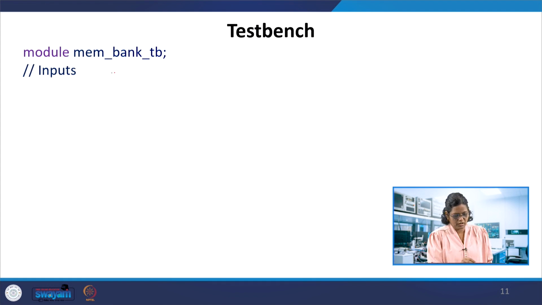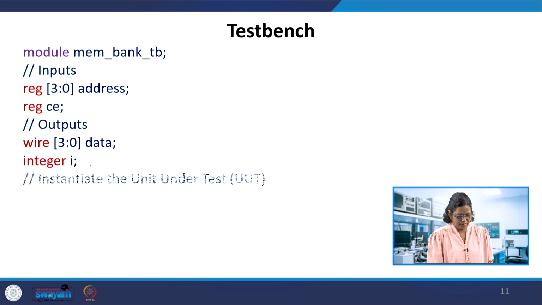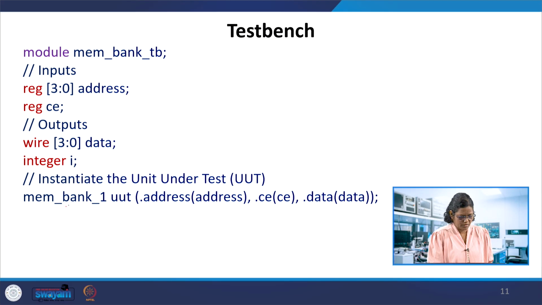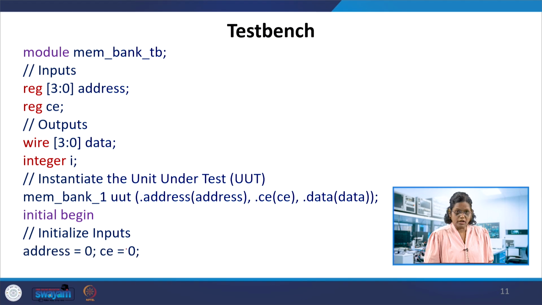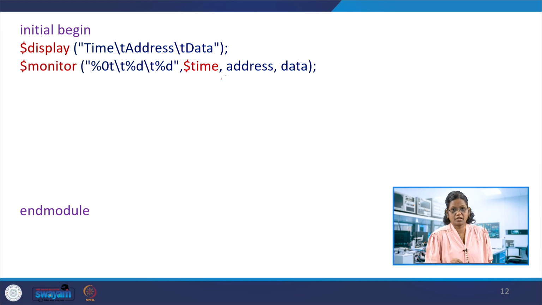In the test bench for the memory bank TB, we have the same reg address and chip enable and the data, that is 0 to 3, and then integer I. We instantiate this memory bank UUT, and then initial begin. We initialize the inputs, address 0 and chip select 0. Then we have the display and monitor of the usual time, address and data, to see how we are going to retrieve this.